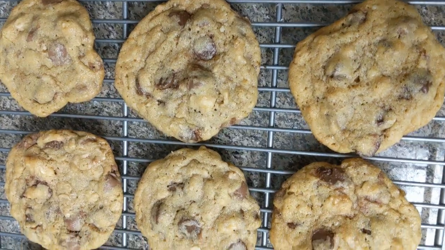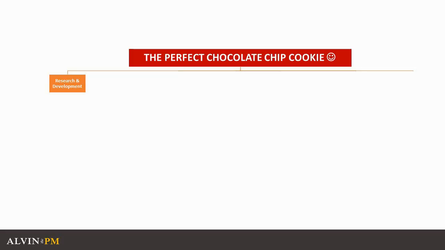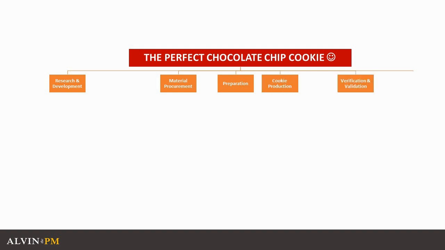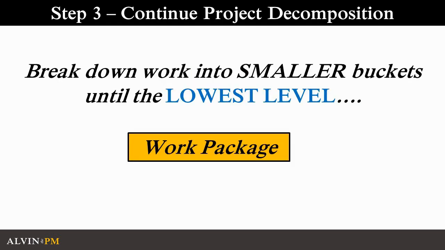In our example, we would need to perform several things: the research and development for our recipe, the material procurement for our ingredients and our supplies, baking preparation, the production of our cookies, verification and validation of our recipe, and lastly, project closure. Now for step 3, you want to break down your work into smaller buckets until you end up at the lowest level, which is known as a work package.